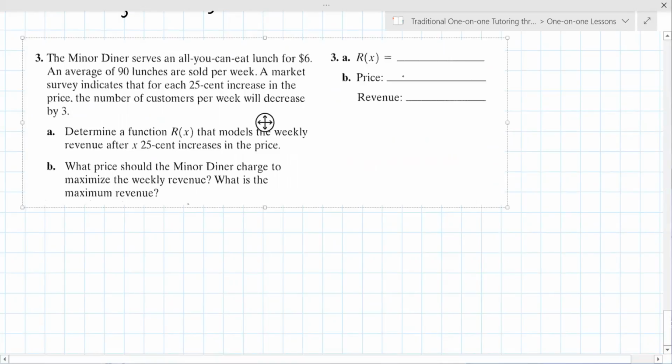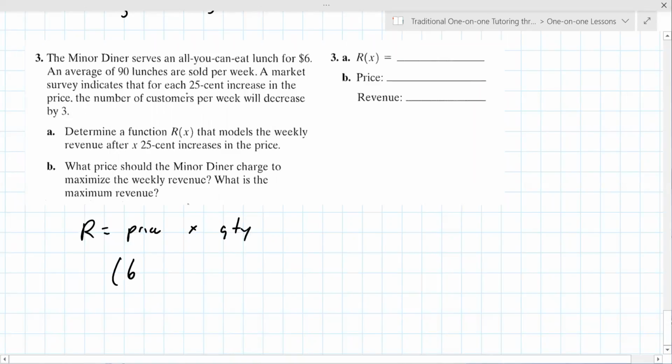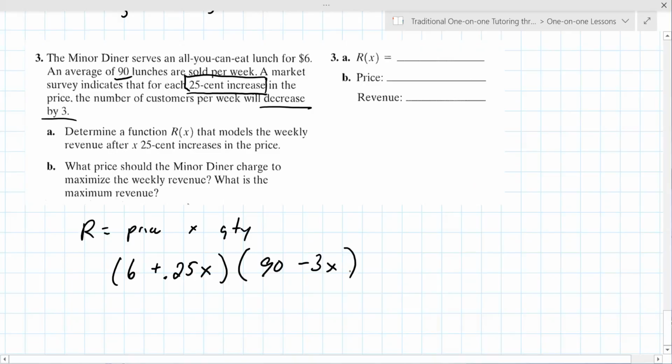Okay, so the revenue is price times quantity, and the current price is $6. What are they trying to do here? Increase it by 25 cents. Yeah, so we'd say plus 0.25x. And then what is the current quantity? 90. And then what's going on with it? It goes down by 3. Yes. So it's almost always the case that one is plus, one is minus. And this is your revenue equation. So that's this first part.